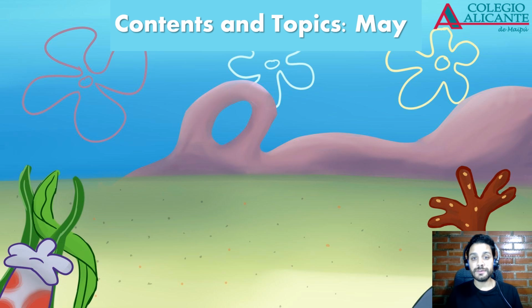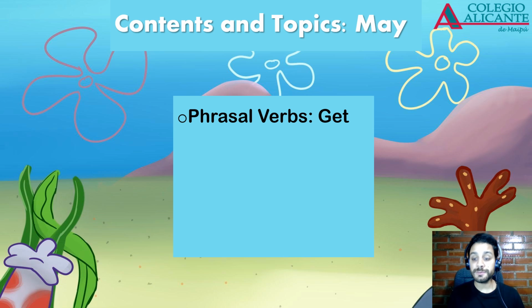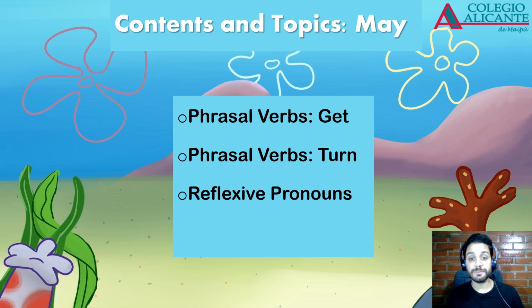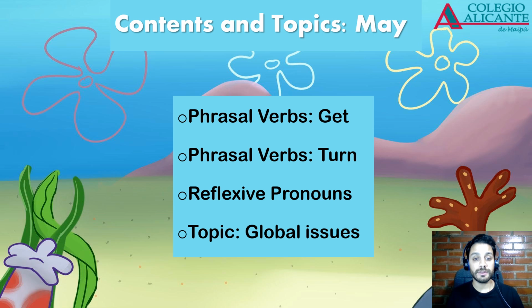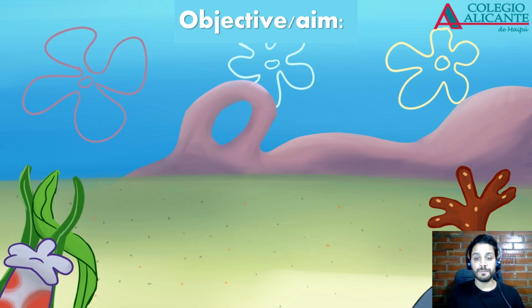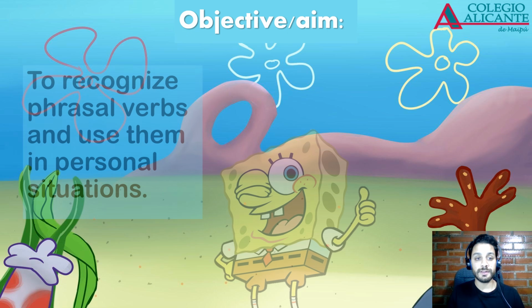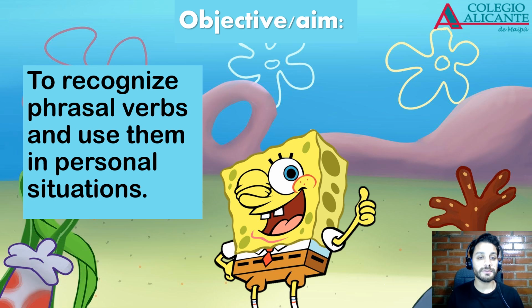We have some contents and topics for May, so we're going to work with these during this month. And these are phrasal verbs, get, turn, we have reflexive pronouns, and of course, the topic of global issues. For today, we have our aim or objective, that is, to recognize phrasal verbs and use them in personal situations.